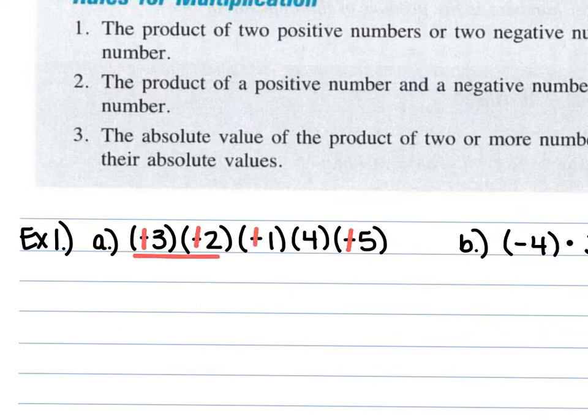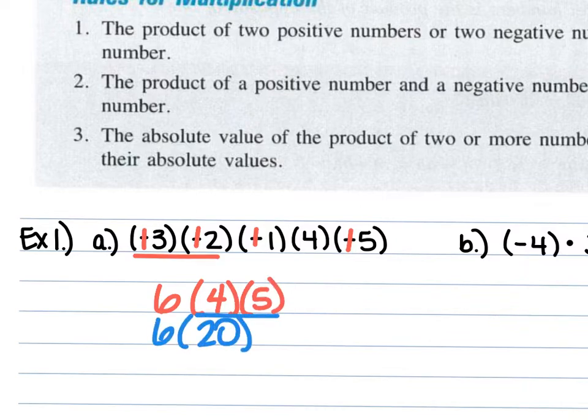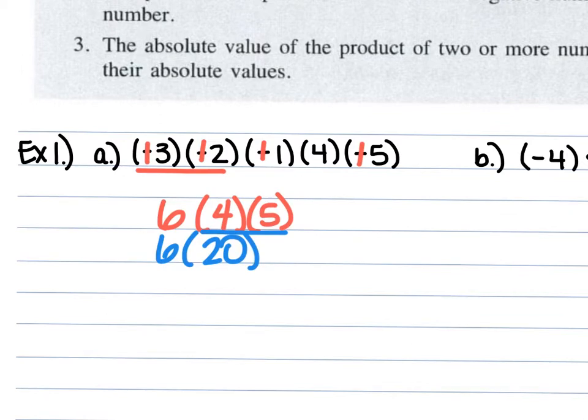So the 3 times 2 gives us 6, times 1 is just 6, and then times 4 times 5. If we do the 4 times 5, that's 20. That's going to make it a lot easier for us to multiply. 6 times 20 gives us 120.